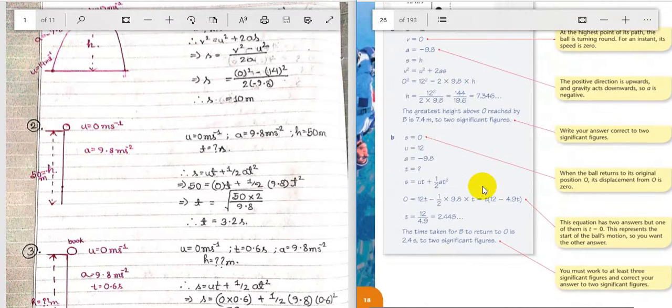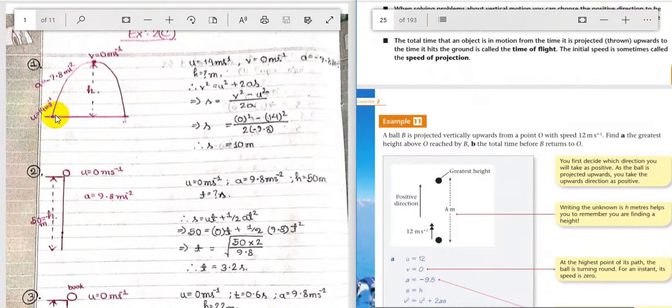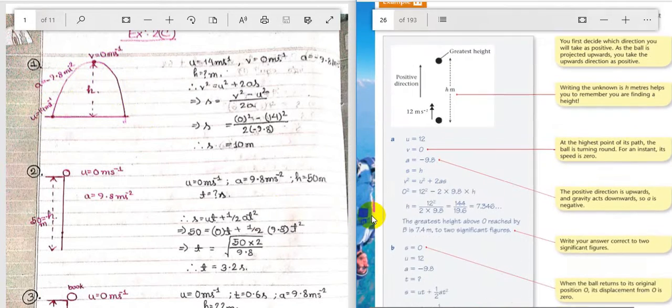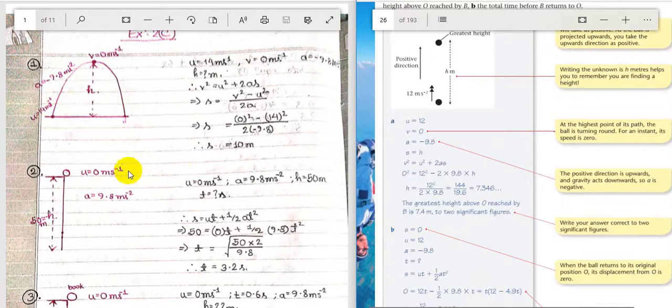Moving to part B, it wants you to find the total time, that is the time it took to move from this point through this curved path to reach this point. So here the s is going to be 0. Why is s 0? Again, I explained it in the previous video, the basics of chapter 2. So s is 0 here.